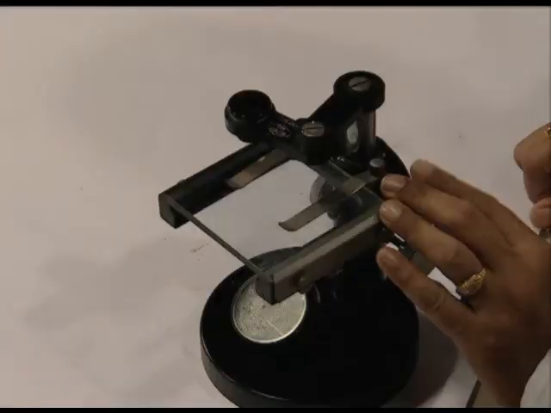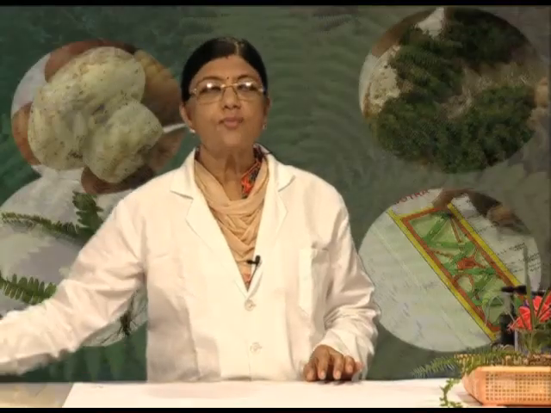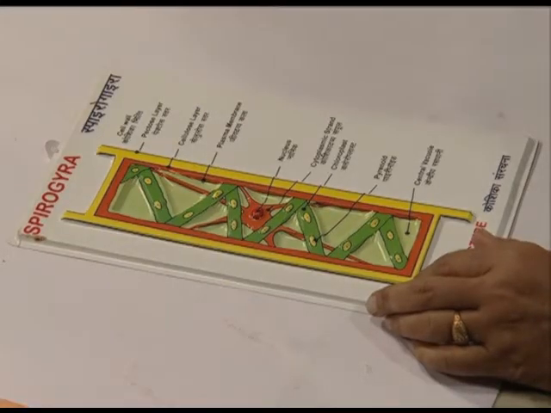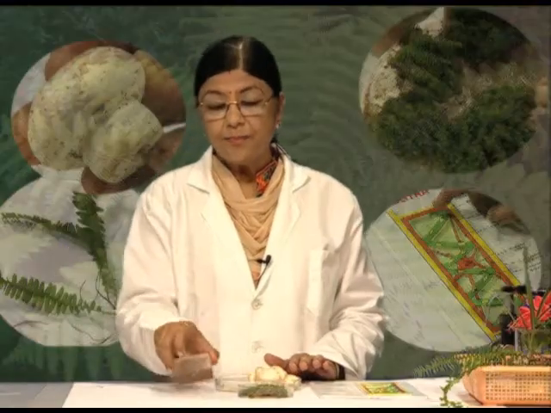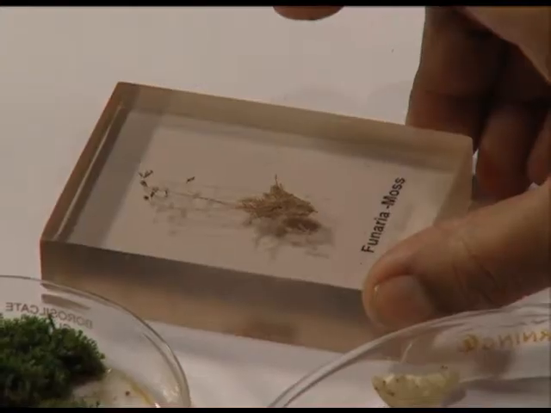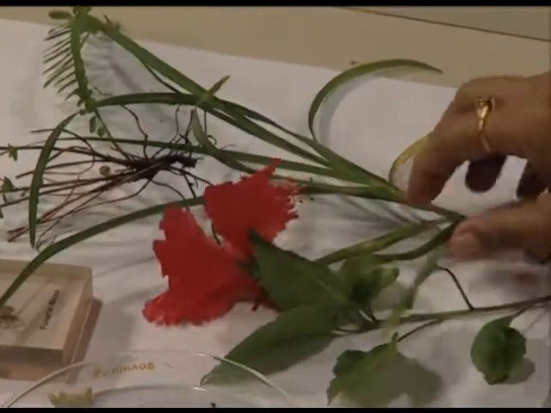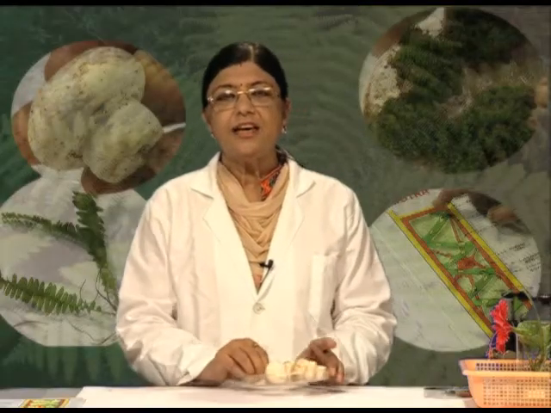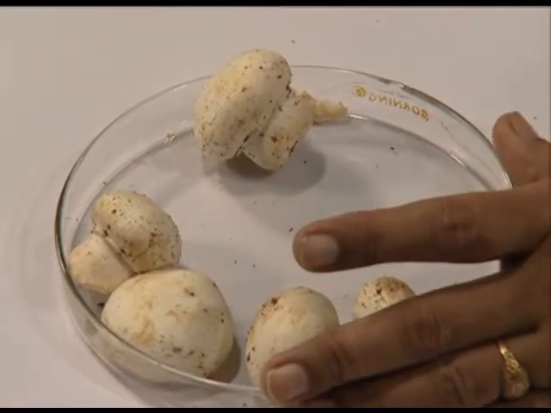For doing this, we require some of the substances or materials. These are dissection microscope or magnifying glass, fresh or preserved specimens of Spirogyra, mushrooms or Agaricus, mosses, some blocks of preserved specimens of mosses, ferns, Pinus needle cone, as well as some angiospermic plants. First in this category, we'll be finding mushrooms. This belongs to group fungi. Let's see what characteristics they possess.